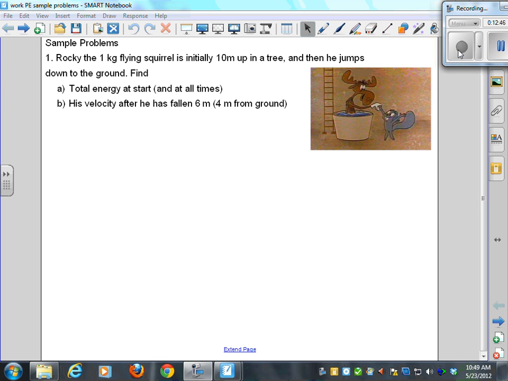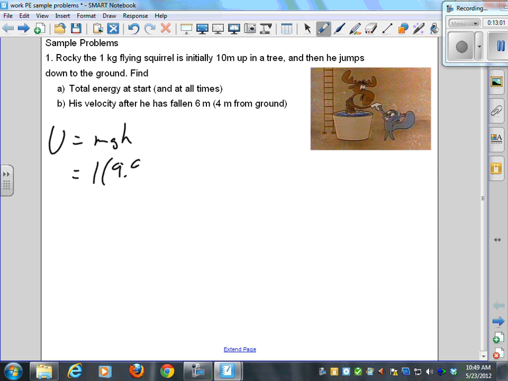All right, now this looks awfully like the sample ones that we just did, is it not? So total energy at the start, U equals mgh. He's 1 kilogram, that's nice. 9.8 times 10 meters. Hopefully no one's pulling out a calculator. It's 98, Jordan. 98 joules.